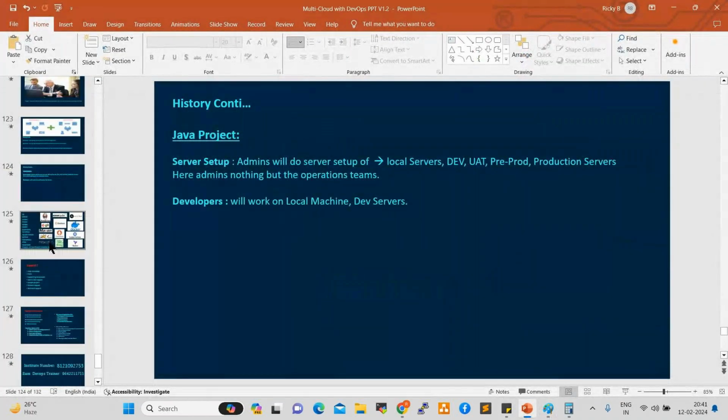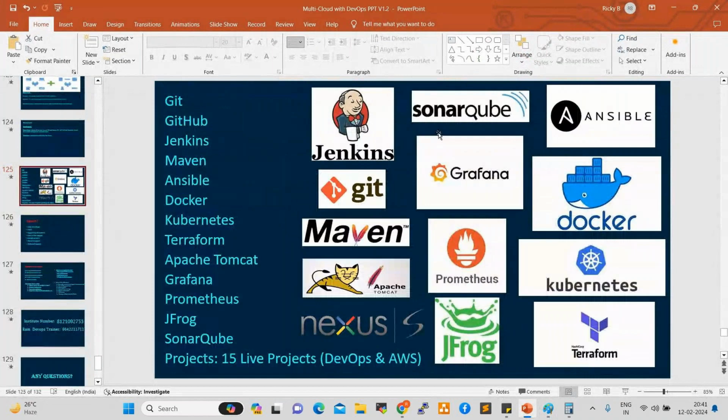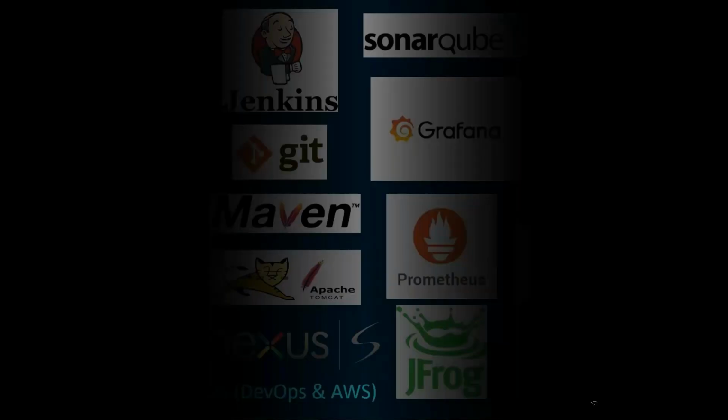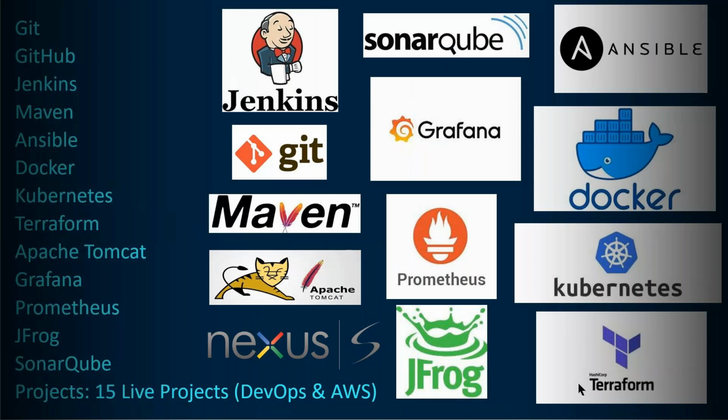See here, these are the tools we are going to learn in our course: Git, GitHub, Jenkins, Maven, Ansible, Docker, Kubernetes, Terraform, Apache Tomcat, Grafana, Prometheus, JFrog, SonarQube, and the Sonar code review tool. Every tool will go deep dive. The first tool, Git and GitHub, will take nearly 5 days.